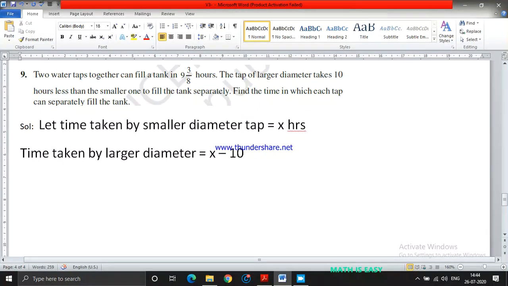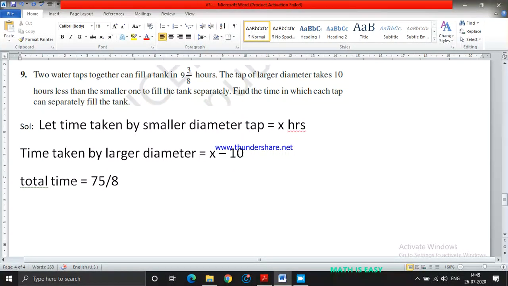For example, if smaller one will take 15 hours, then the larger one will take 5 hours only, 15 minus 10. So similarly, if it is taking x hours, the smaller one, then the larger one will take x minus 10. Okay, so the total time taken is 75 upon 8 hours, 9 8s are 72 plus 3, 75 upon 8 hours. Okay, this is the total time taken.